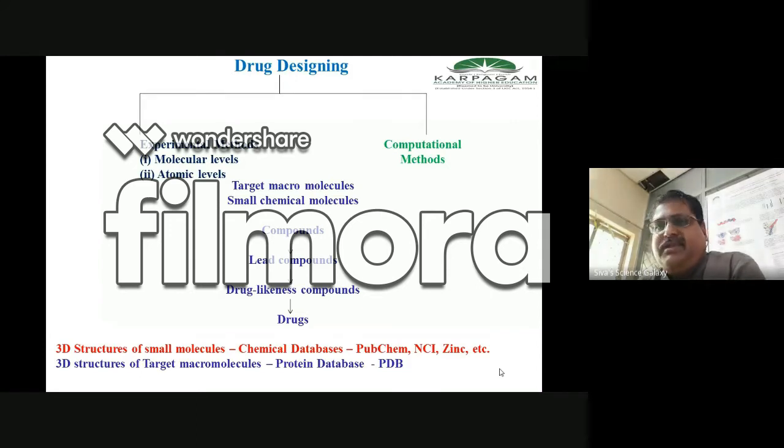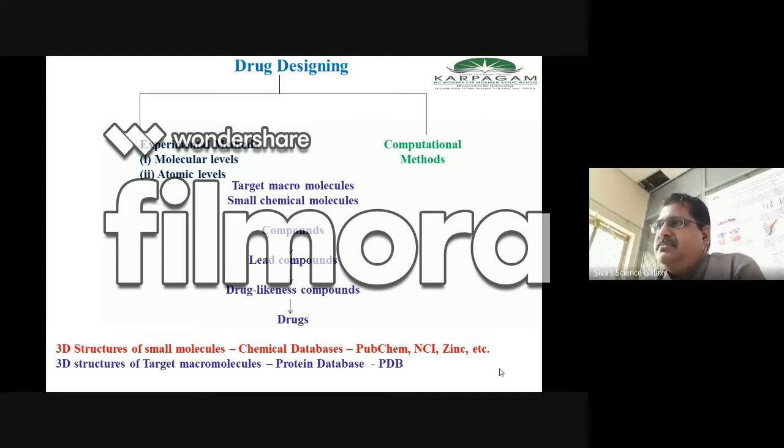What do you mean by lead compounds? Lead compounds are the compounds that enter into the preclinical studies. Drug-likeness compounds are the compounds that enter into the clinical studies. And drugs are the molecules that enter into the market. So from the compounds, we have to identify the lead compounds, drug-likeness compounds, and drugs. It is a highly complex and very expensive process, and time-consuming also.